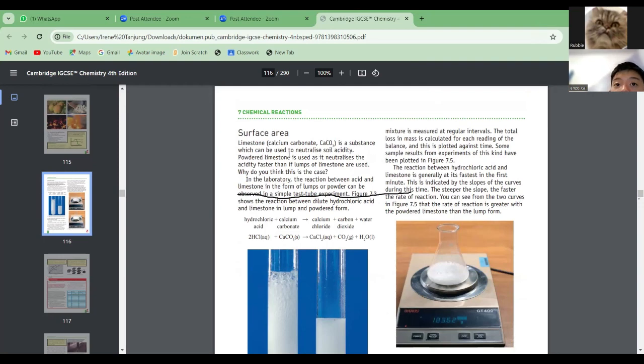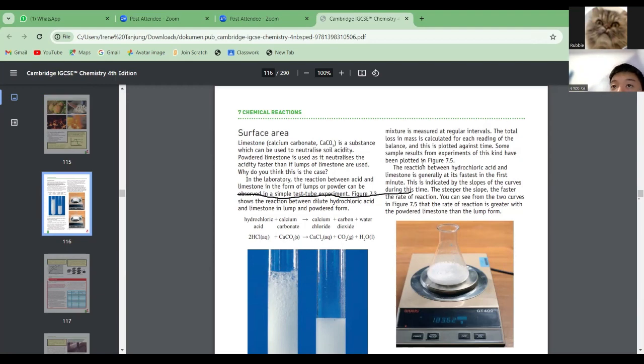So this is also a chemical reaction. For example, limestone, calcium carbonate CaCO3, is a substance which can be used to neutralize the acidity of soil. Powdered limestone neutralizes the acidity faster than lumps of limestone, like Mr. Rod showed us last time. So this one has a faster chemical reaction than this one.